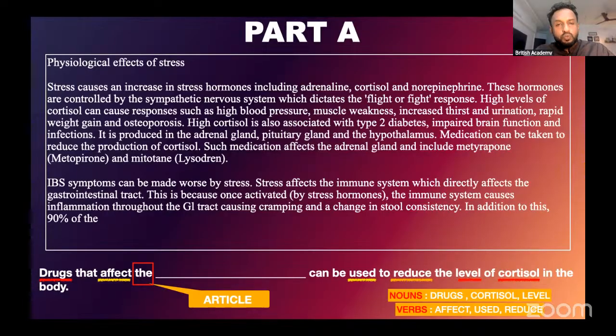So, you need to look for those words. Now, over here, the nouns are what? Drugs, cortisol, and level. So, you'll have to first of all find where is cortisol. Is there a synonym for drug? The synonym for drugs are usually medications and level.